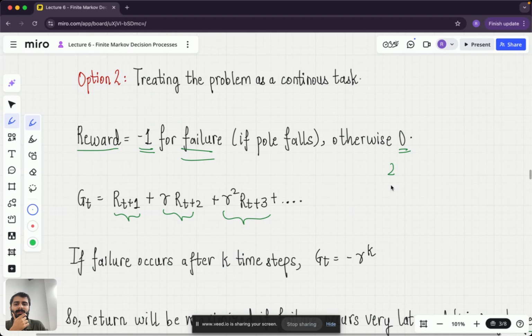So for the first time step, the pole is upright, so the reward is 0. And for the second time step, also the pole is upright, so the reward is 0. But for the third time step, what we have is gamma to the power 2, and here we have minus 1, which is equal to minus gamma square. Now, if gamma is equal to 0.5, this is going to be minus 0.5 square, which is equal to minus 0.25.